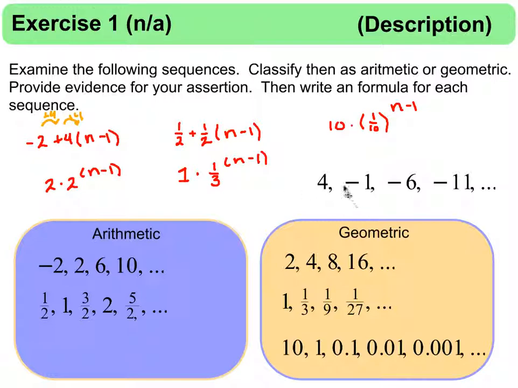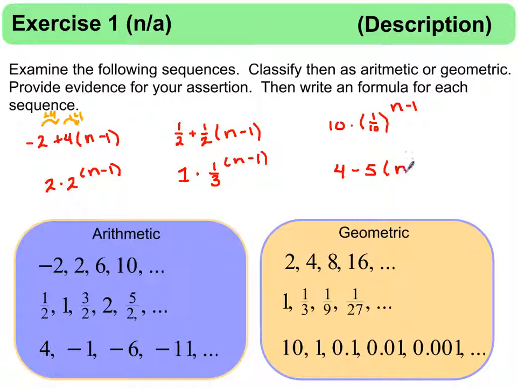And the last one, 4, -1, -6, -11, we are subtracting by 5 each time. So my first number is 4. I'm subtracting by 5 each time, and I'm multiplying that to n - 1.